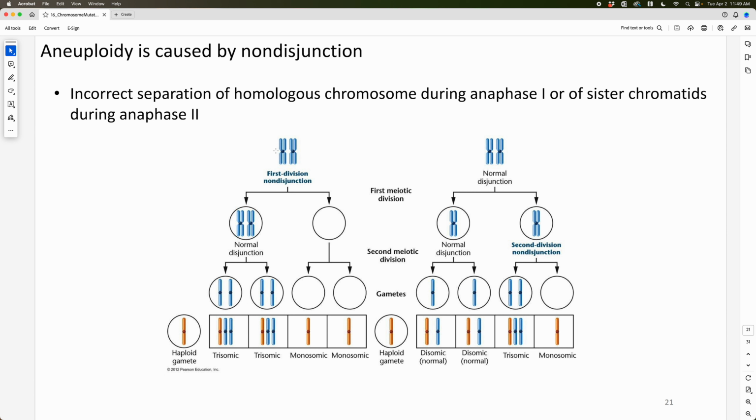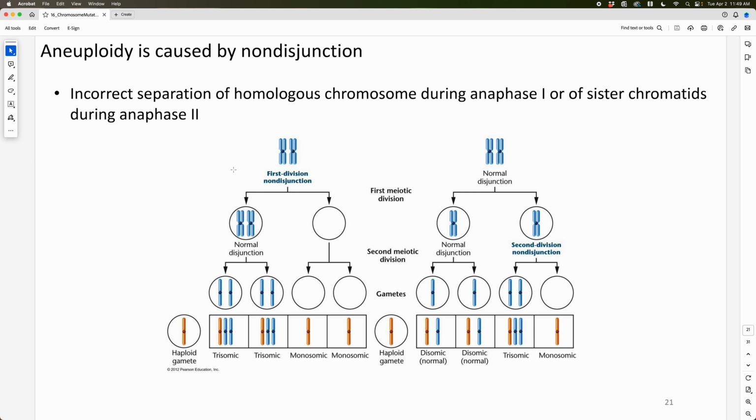So starting over here on the left-hand side, we have our homologous chromosomes that go through a first division non-disjunction event. So during anaphase, we would expect one homologous chromosome to go to one daughter cell and the other homologous chromosome to go to the other. So you would expect to see one chromosome over here, one chromosome over here. When non-disjunction occurs, both of these homologous chromosomes stay in their pair and they both end up in one of these daughter cells. The other daughter cell lacks the homologous chromosome.